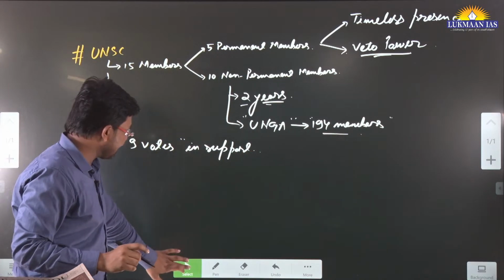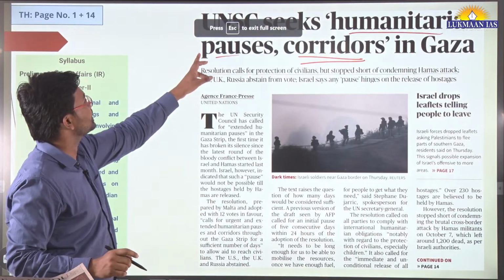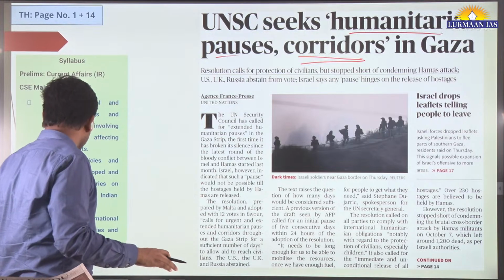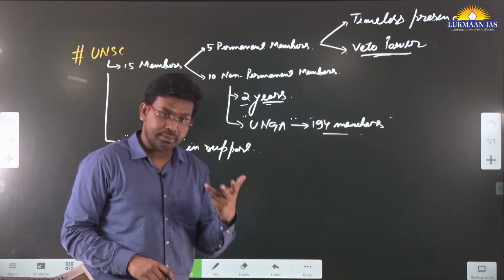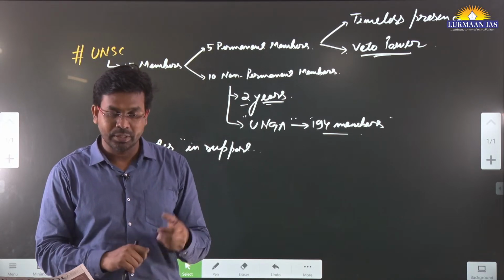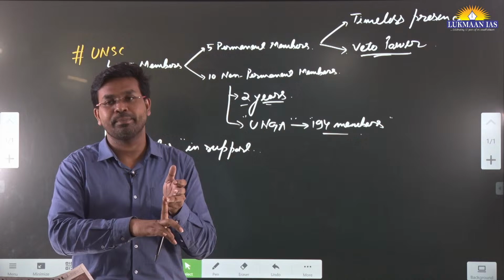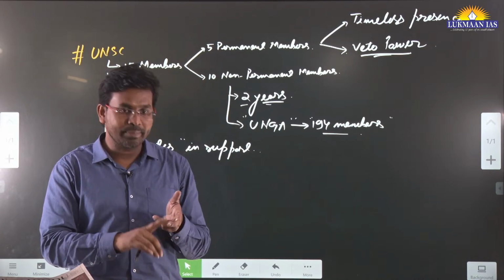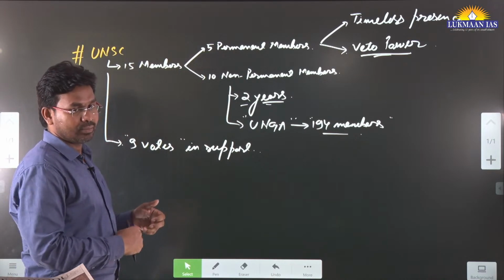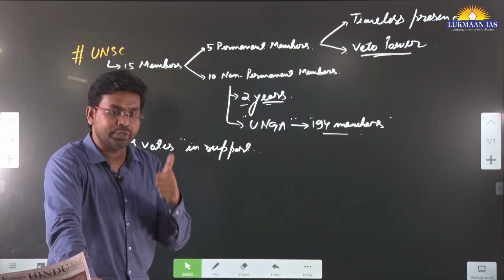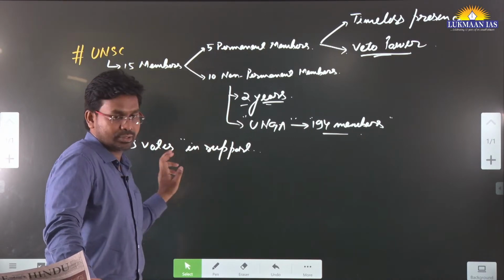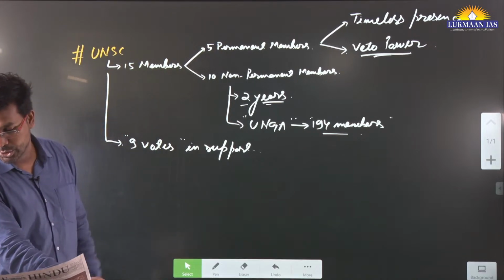In this article, they have said UNSC seeks humanitarian pause. Over here 12 out of 15 members have voted in favor of it. Only 3 members did not vote in favor, but they did not oppose either. These 3 members are, for example, Russia, United Kingdom and United States. I think they did not use their veto power, but they abstained from voting in favor. But the effective vote needed is 9 votes, so that's why this resolution got passed.